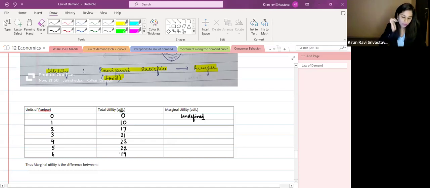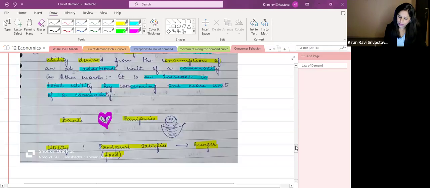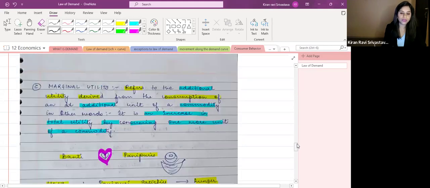So now let's find the marginal utility. Once again, coming to the definition: marginal utility refers to the additional utility derived from the consumption of an additional unit of a commodity. In other words, it is the increment in the total utility by consuming one more unit of that particular commodity.